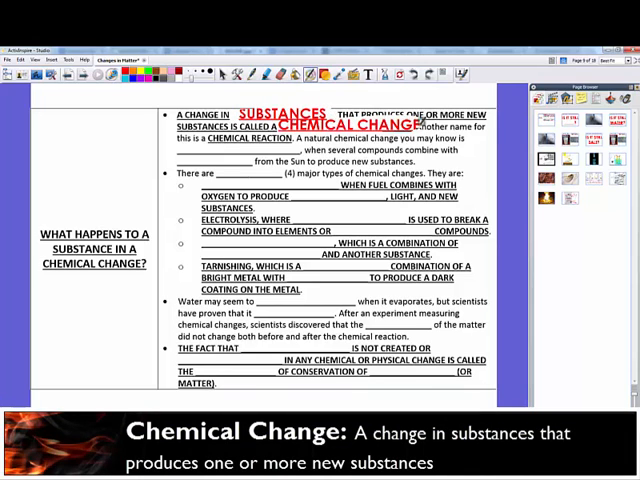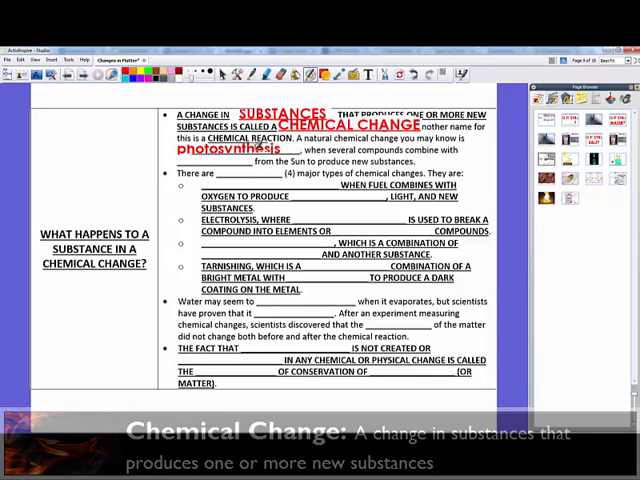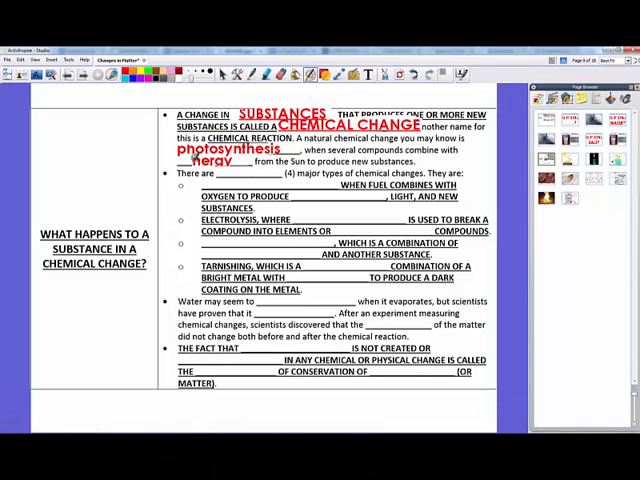Okay, a change in substances that produces one or more new substances is a chemical change. And another name for that is a chemical reaction. Now, a natural chemical change you may know from biology is what we call photosynthesis, where several compounds combine with energy from the sun to produce new substances.